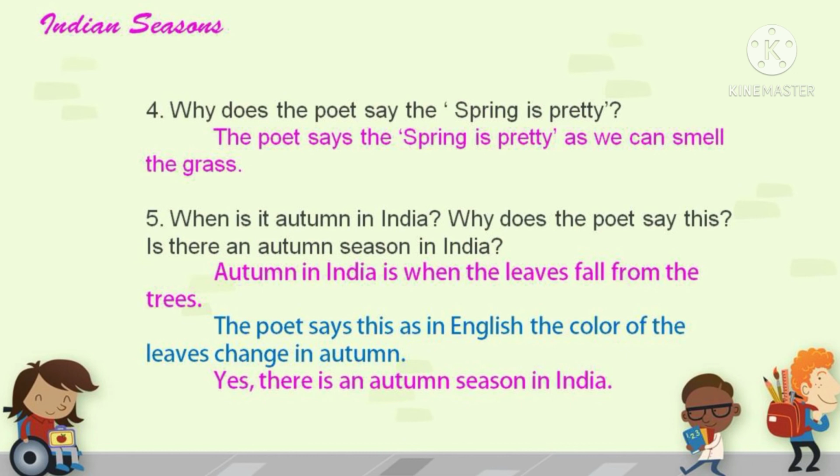When is it autumn in India? Why does the poet say this? Is there an autumn season in India? Autumn in India is when the leaves fall from the trees. The poet says this because in English the color of the leaves changes in autumn. Yes, there is an autumn season in India.